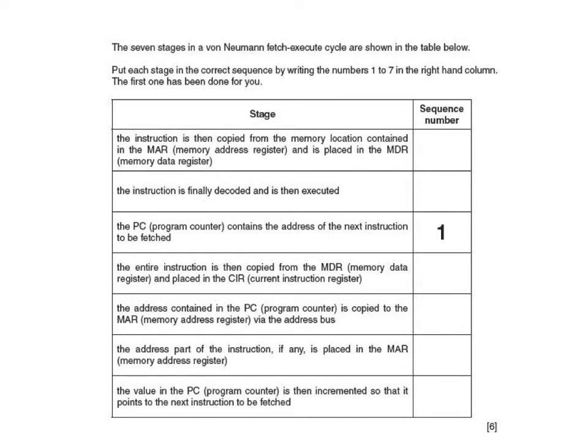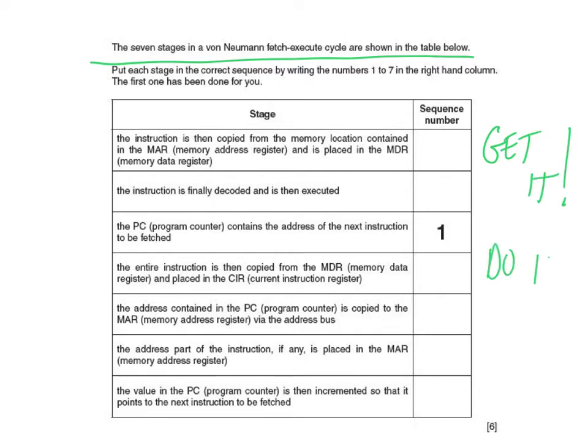Okay, so next up, a tricky one, but it's easier than it can be asked because you need to be able to describe this as well. So we've got 7 stages in the von Neumann fetch execute cycle. The way that I tried to remember it is step 1, that we need to break it down, get it, do it. So we know that execute is going to be something that happens last. So even if you want to look and figure out what happens last, that can be a good start.